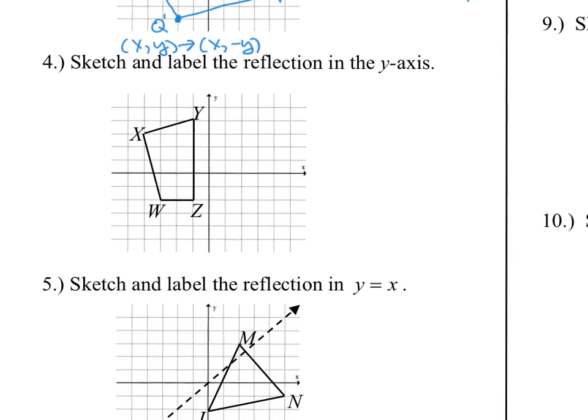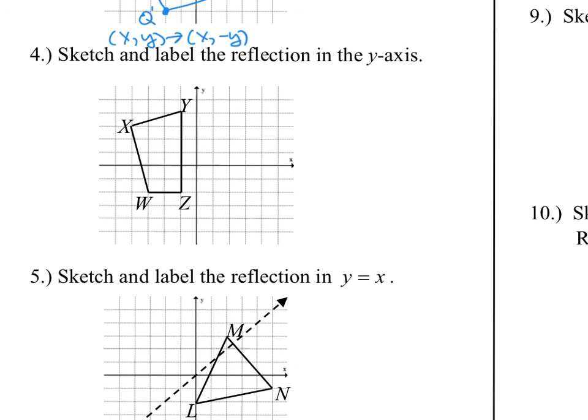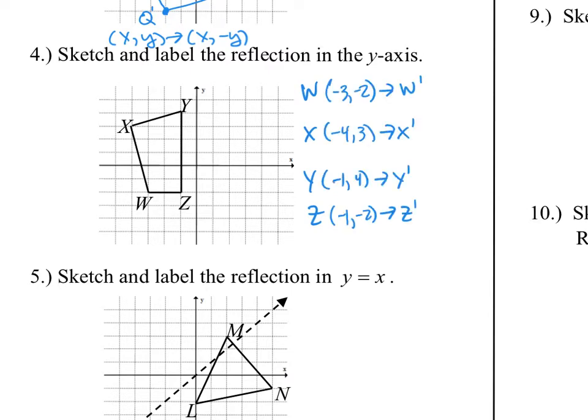This one asks us to sketch and label the reflection in the y-axis. So again, let me stop the video and give you the coordinates of the points W, X, Y, and Z. On the quiz, those will be provided for you. So on the quiz, you will be provided the coordinates of the pre-image points, and then you'll be asked to find the coordinates of the image point. So let's start with W, whose coordinates are -3, 2.